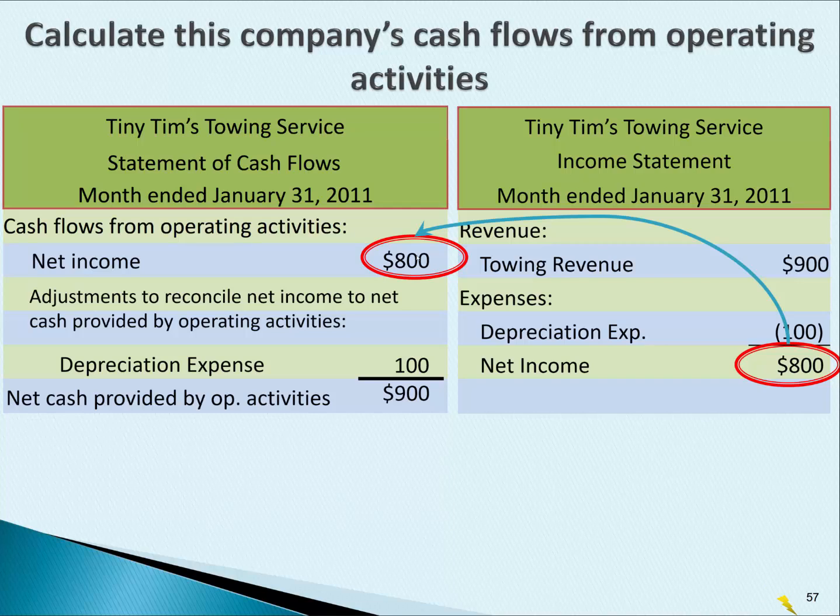So this is why we have to start with net income when we're doing our indirect method for the statement of cash flows, because net income is going to be pretty close to the cash from operating activities, and it was. Net income was $800, actual cash flow was $900, so that's very close. It's much easier than going through thousands and thousands of transactions to find all the cash increases and decreases.